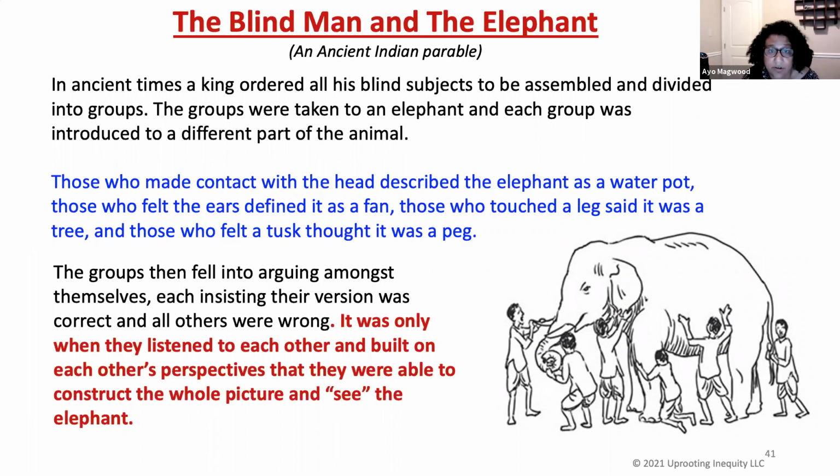In ancient times, a king ordered all his blind subjects to be assembled and divided into groups. The groups were taken to an elephant, and each group was introduced to a different part of the animal. Those who made contact with the head described the elephant as a water pot. Those who felt the ears defined it as a fan. Those who touched the legs said it was a tree, and those who felt a tusk thought it was a peg. The groups then fell into arguing amongst themselves, each insisting that their version was correct and all others were wrong. It was only when they listened to each other's perspectives and built on them that they were able to construct the whole picture and see the elephant.